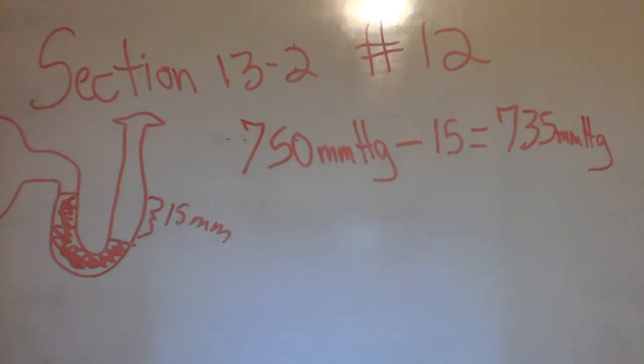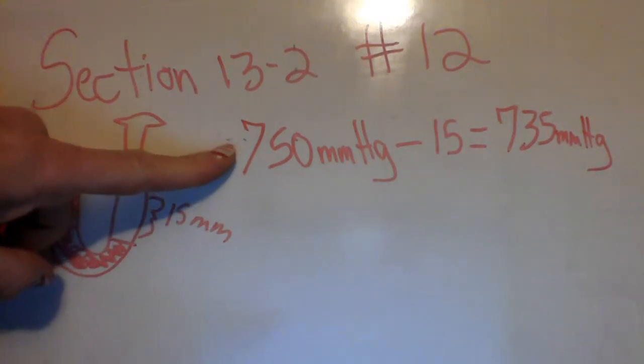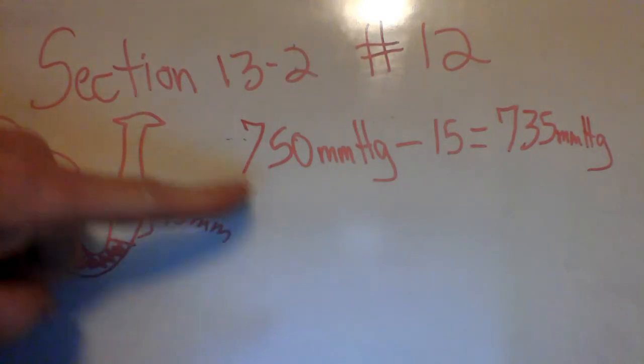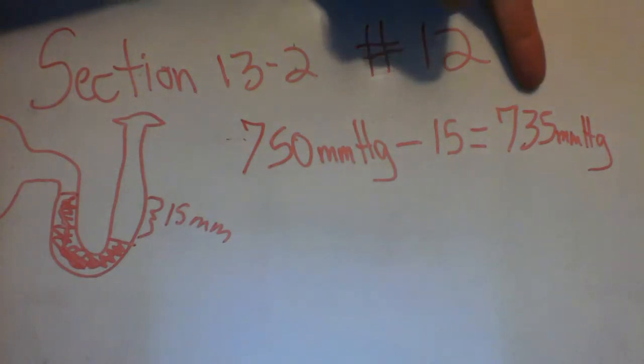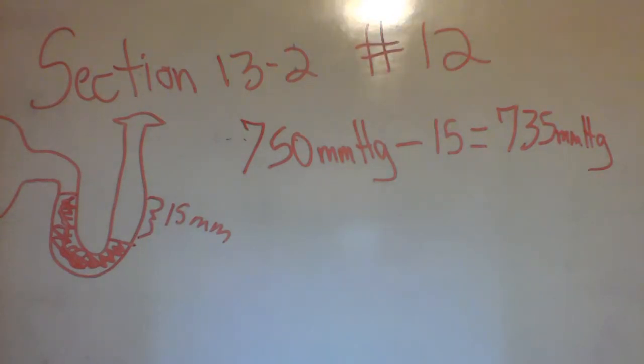Since we know that the atmospheric pressure is 750 millimeters of mercury from the problem, we subtract 15 millimeters because the gas in the chamber is going to have less pressure than the gas outside, or the atmosphere. So we know that the gas in the chamber has a pressure of 735 millimeters of mercury.